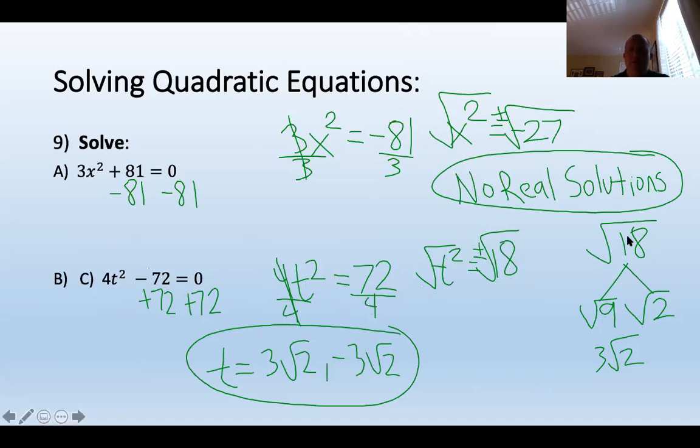But square root of 18 can be broken down further or simplified further. So we make 2 new radicals. 9 is the largest perfect square that'll factor into 18, and 9 times 2 is 18. But the square root of 9 is 3, so 3 square root of 2 is what square root of 18 simplifies to. But since we had a plus or minus, one of our solutions is 3 square root of 2, and another solution is negative 3 square root of 2. And so those are our 2 solutions for this particular problem.